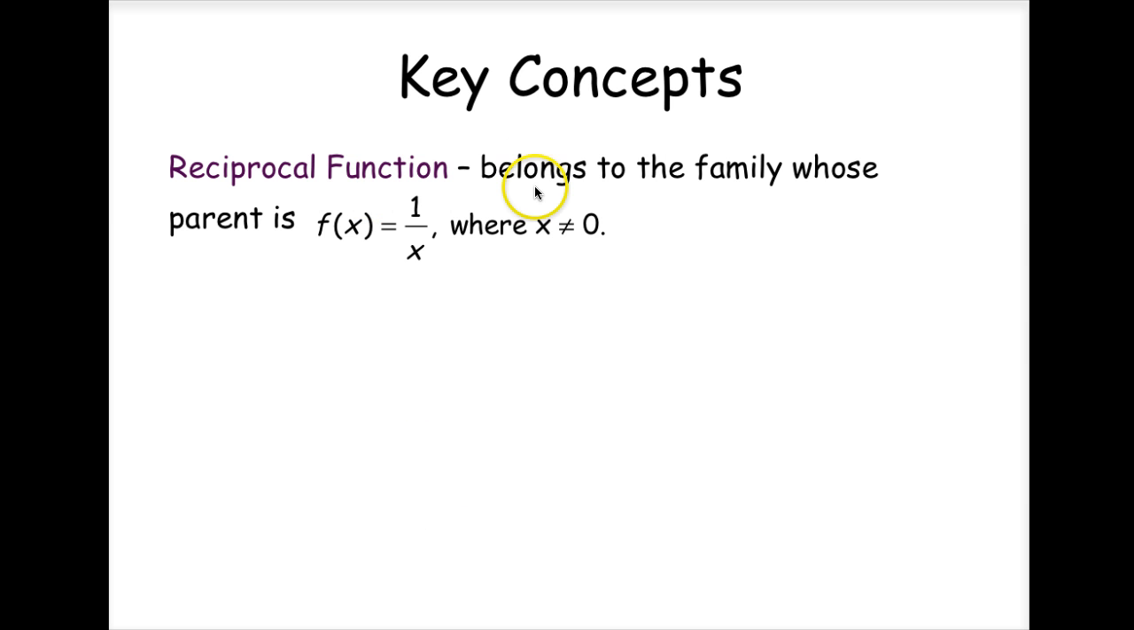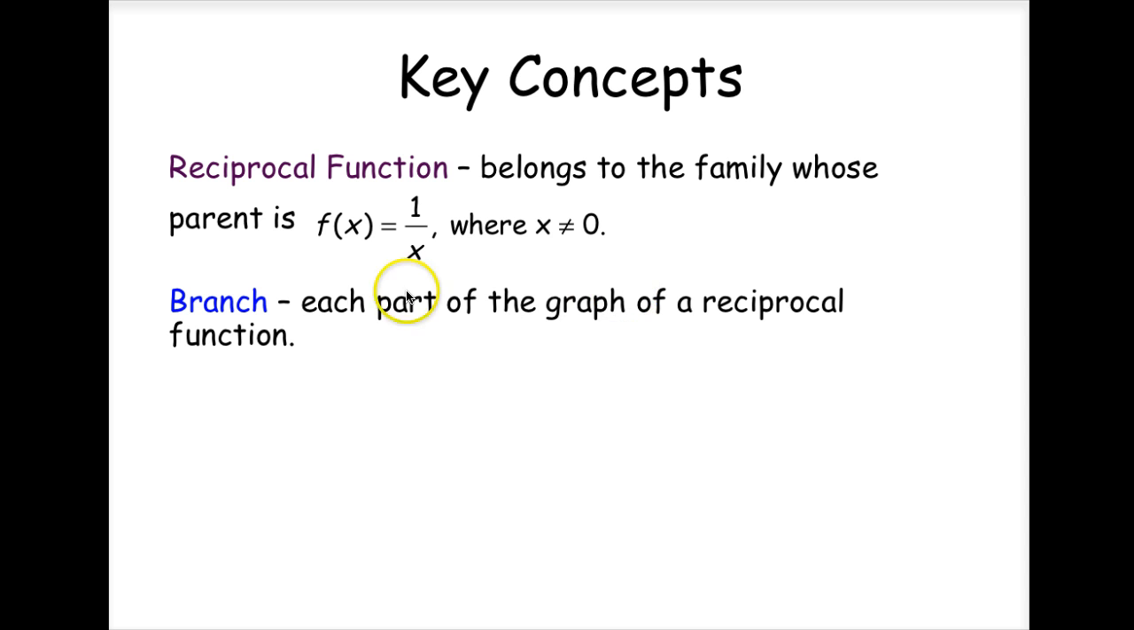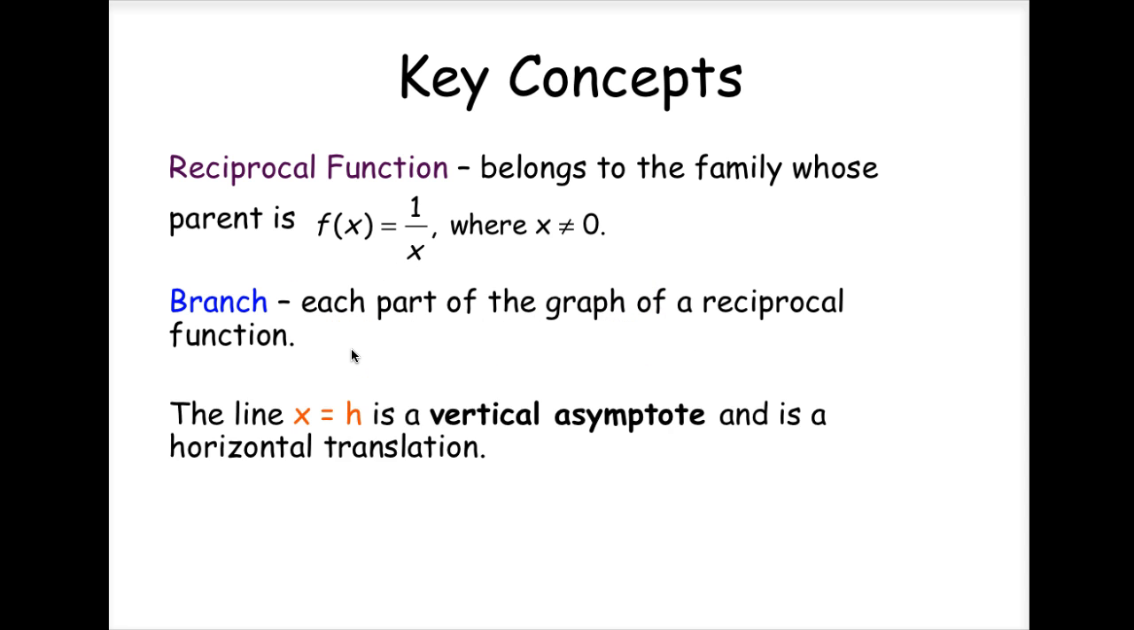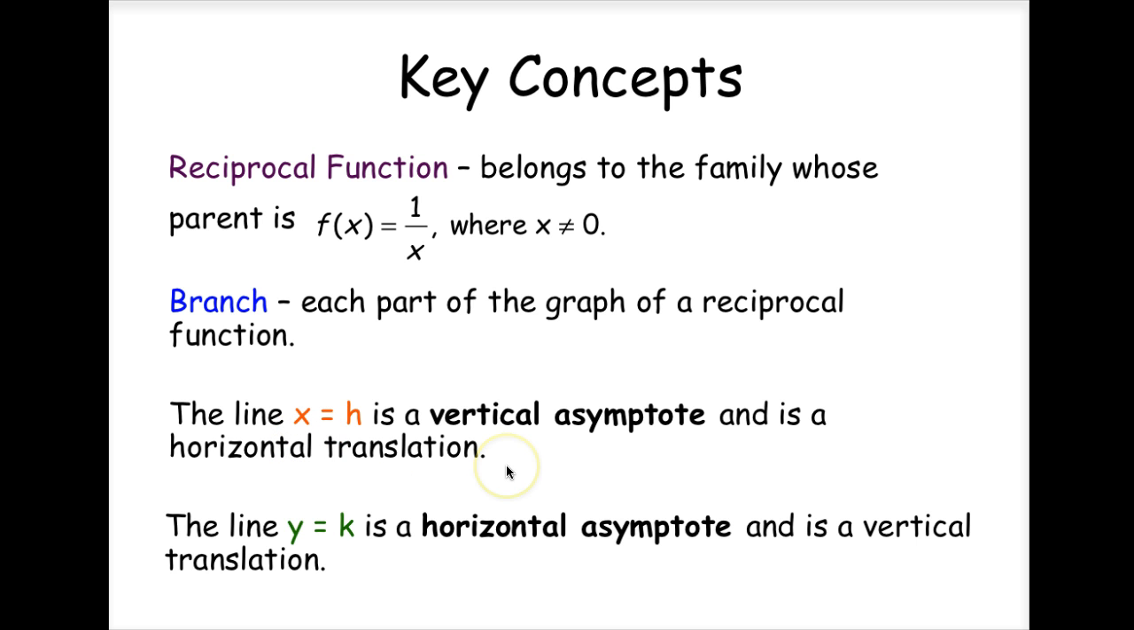A reciprocal function belongs to the family whose parent function is f of x is equal to 1 over x, where x cannot be equal to 0. That's a biggie. A branch is each part of the graph of a reciprocal function. The line x equals h is a vertical asymptote and is a horizontal translation. And the line y equals k is a horizontal asymptote and is a vertical translation.